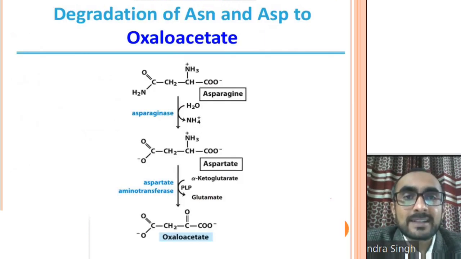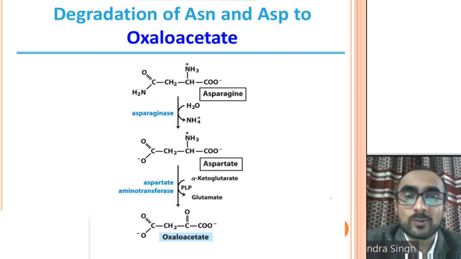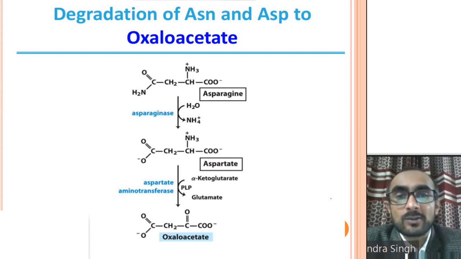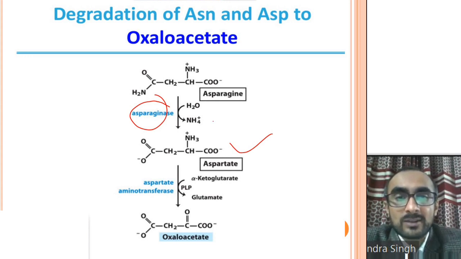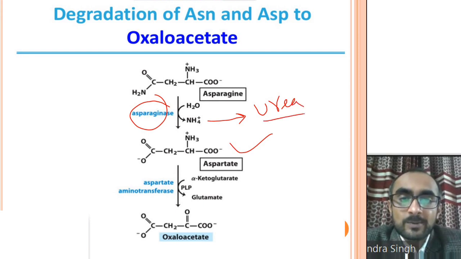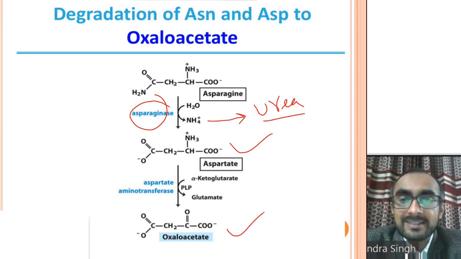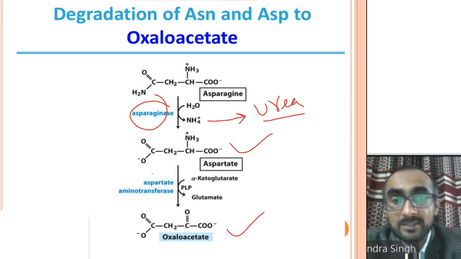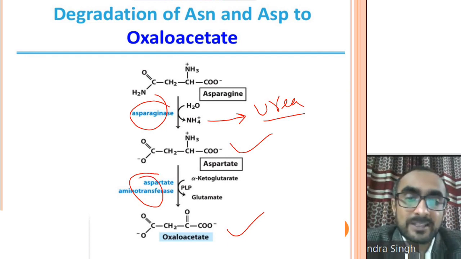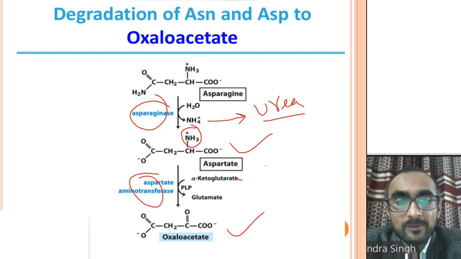Asparagine and aspartate both are purely glucogenic amino acids, and they are converted to oxaloacetate. Asparagine is hydrolyzed by asparaginase into aspartate, and ammonia is released. This ammonia enters the urea cycle, whereas aspartate is further converted into oxaloacetate by aspartate aminotransferase or aspartate transaminase enzyme. That's a PLP dependent enzyme which transfers the alpha amino group of aspartate to alpha-ketoglutarate, and glutamate is synthesized.